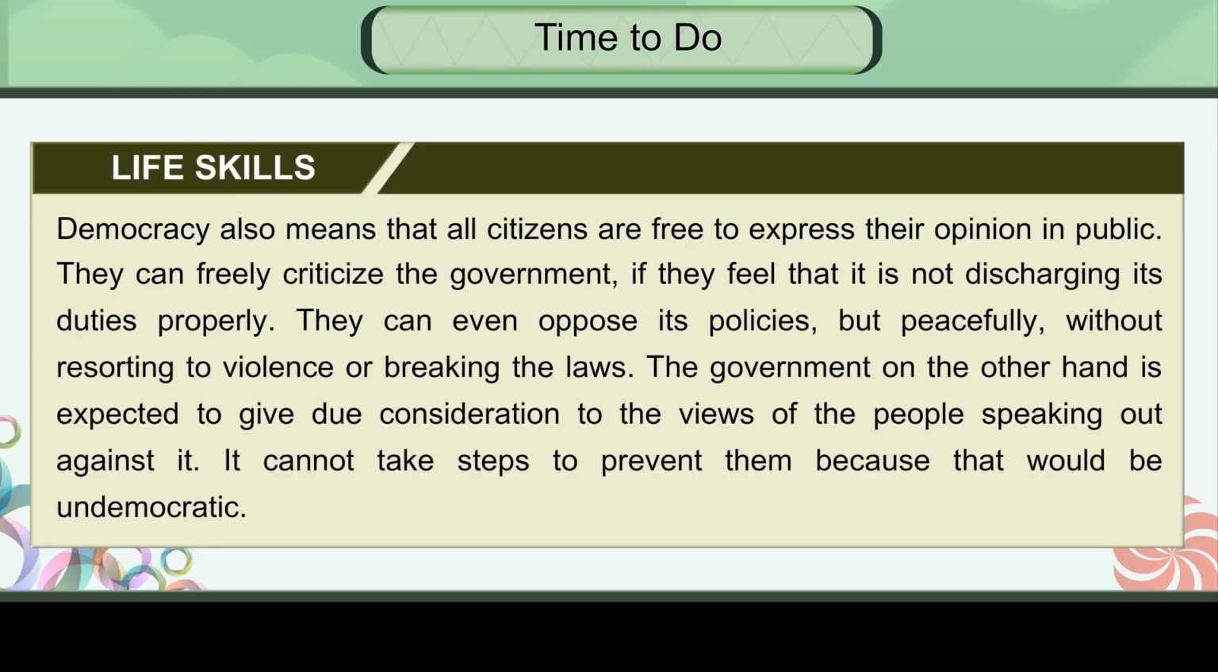Life skills. Democracy also means that all citizens are free to express their opinion in public. They can freely criticize a government if they feel that it is not discharging its duties properly. They can even oppose its policies, but peacefully, without resorting to violence or breaking the laws. The government, on the other hand, is expected to give due consideration to the views of the people speaking out against it. It cannot take steps to prevent them because that would be undemocratic.